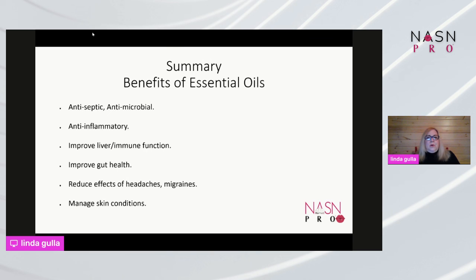Other benefits of essential oils are that they're antiseptic, antimicrobial, and anti-inflammatory. They can improve liver and immune function, improve gut health, and also help to reduce the effects of headaches and migraines. And most of all, in our field, they can help manage skin conditions internally and externally.